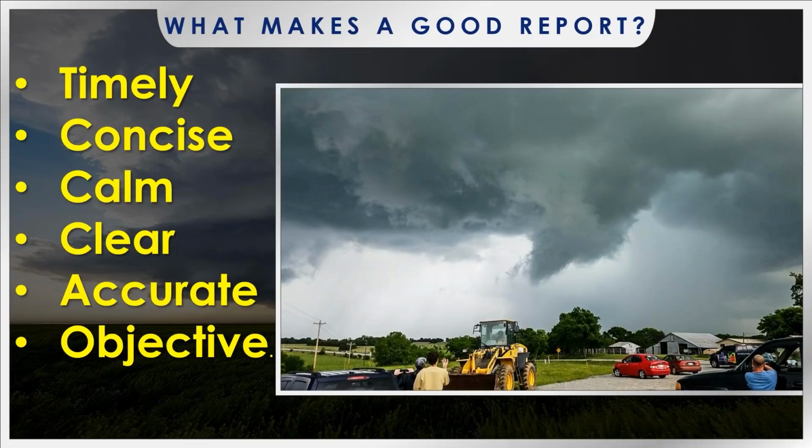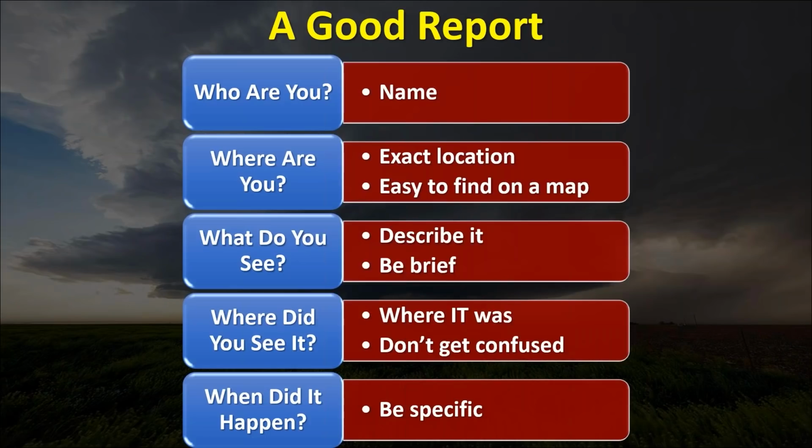And along with that, who are you? Give us your name, identify yourself. Where are you? Where you are exactly, at a location easy to find on a map. Usually if you say, I'm 3 miles west of Springer, Oklahoma, something that gives us a geo reference to a town, that's very good in our books. What do you see? Describe it, be brief. Where did you see it? Where the hazard was, not necessarily where you are. Hey, I'm 3 miles west of Springer. I'm looking east about a mile or two.